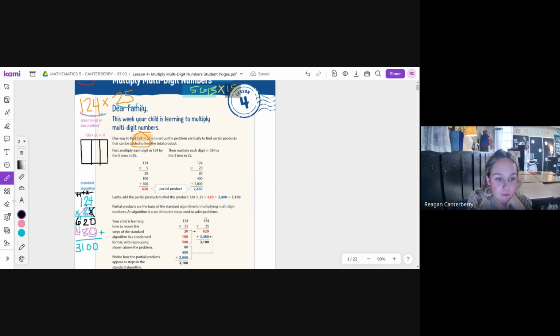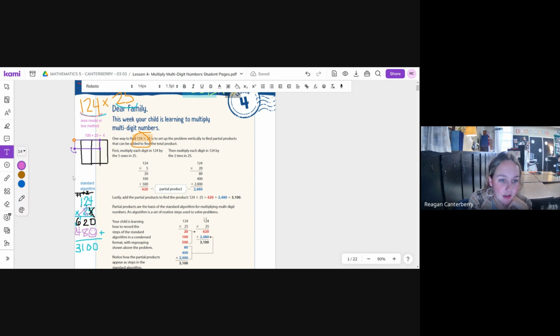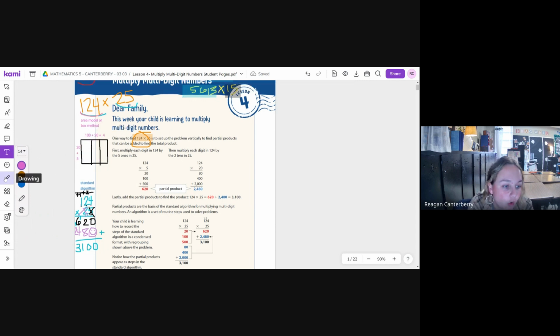Now I'm going to do the same thing with the 25 in this equation, but over to the side. That 2 in the number 25 represents 20. And that 5 is in the ones place, so it represents 5. So this is what that would look like in expanded form. And each of these numbers needs its own section. So I'm going to divide this box, and this 20 gets this row, and this 5 gets this row.